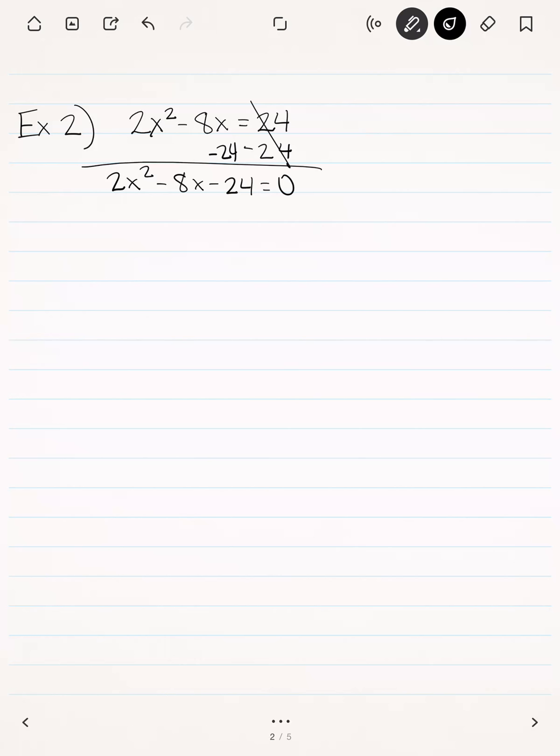After I do that, I need to look for my GCF first. So my GCF for this problem would be 2. I'm going to divide everything by 2. So 2x squared divided by 2 is just an x squared. Remember, your GCF goes on the outside. Negative 8x divided by 2 is a negative 4x. And then negative 24 divided by 2 is a negative 12. And I set it equal to 0.